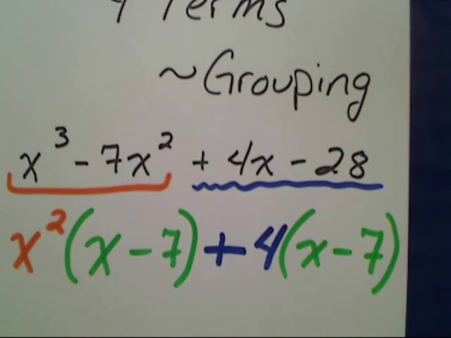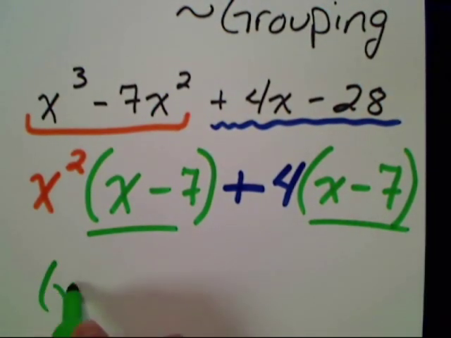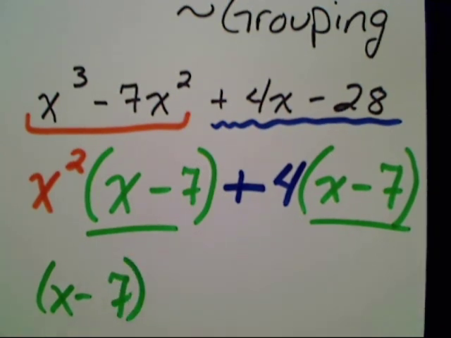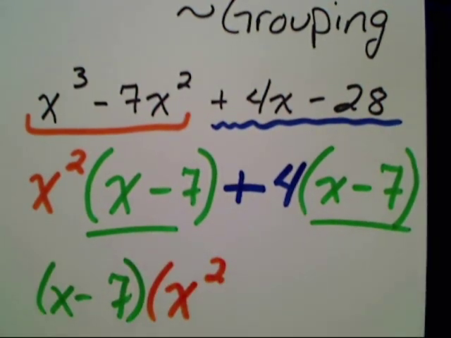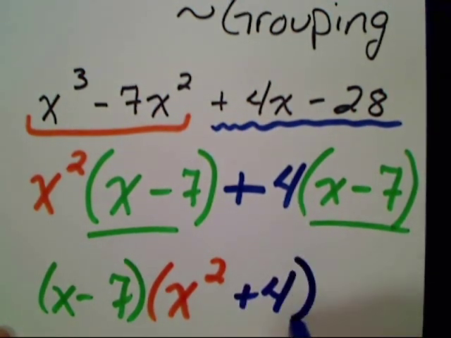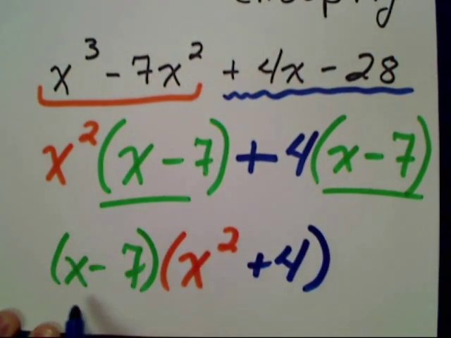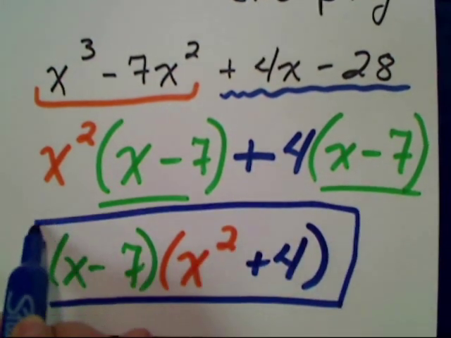So I can do exactly what we did at the end of the greatest common factor section. I can take out that common factor of x minus 7. So my next step is to pull out this common factor of x minus 7. What am I left with? Well, the first term, if I take out the x minus 7, I'm left with x squared. And in the second term, when I take out my x minus 7, I'm left with the plus 4. Now it's a quantity times another quantity, so I am done. This is factored form.